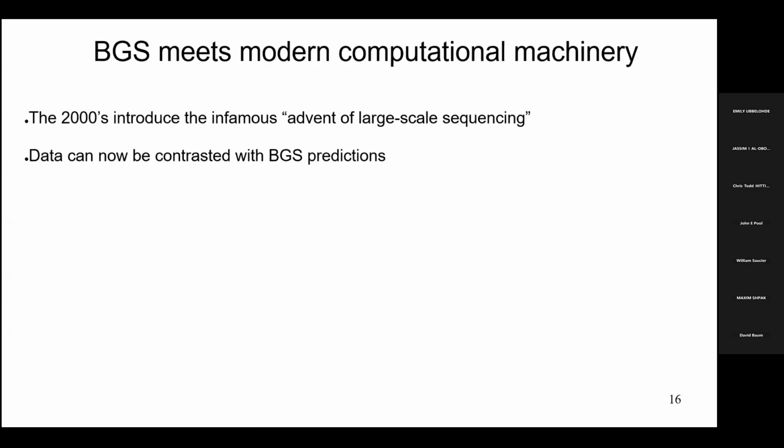So finally, the 2000s introduced the infamous advent of large-scale sequencing that we have heard so much about in grant proposals in population genetics since then, and in papers as well. But that is actually a good thing, because population genetics theory was indeed developed in the dark, and it can now be contrasted with model predictions.